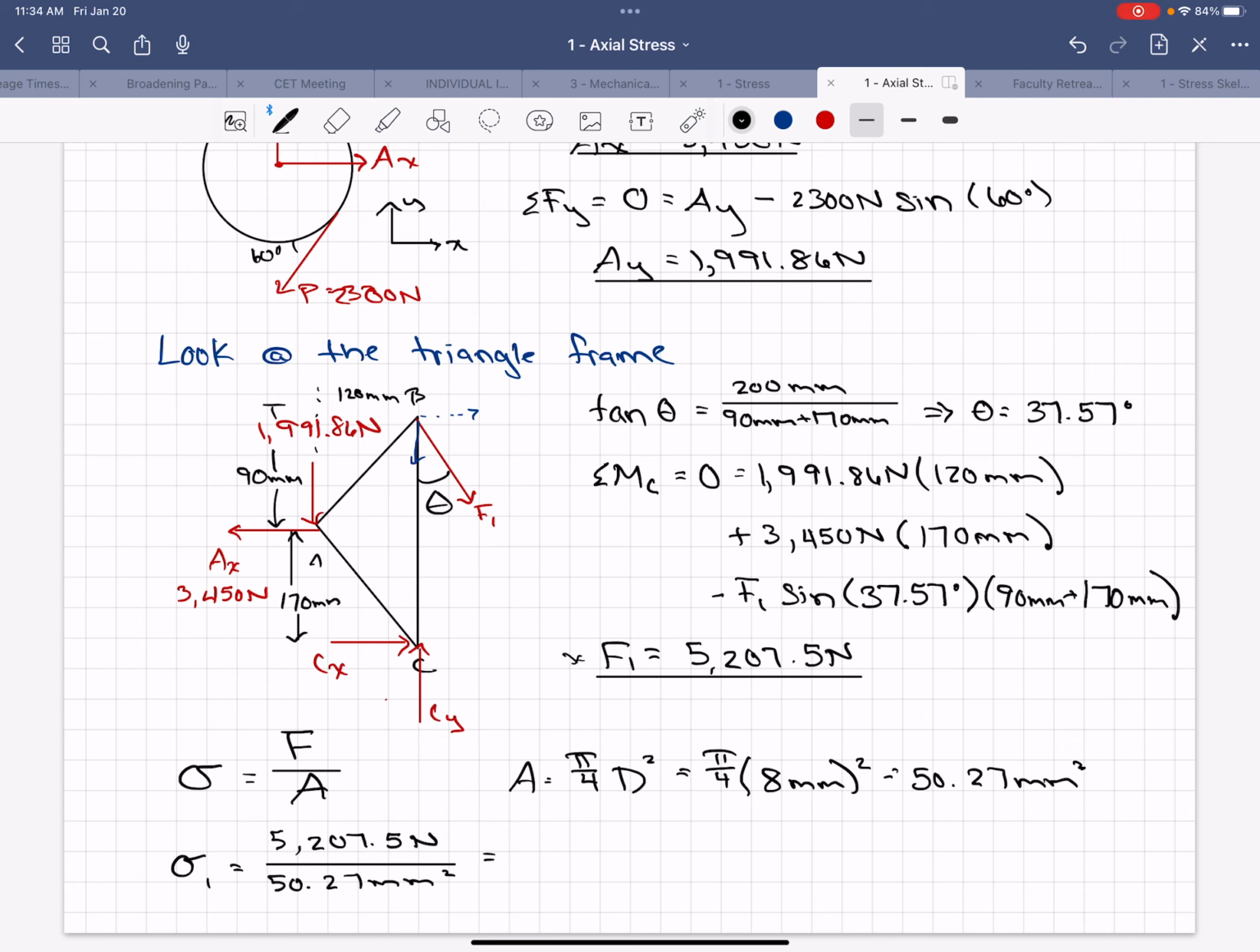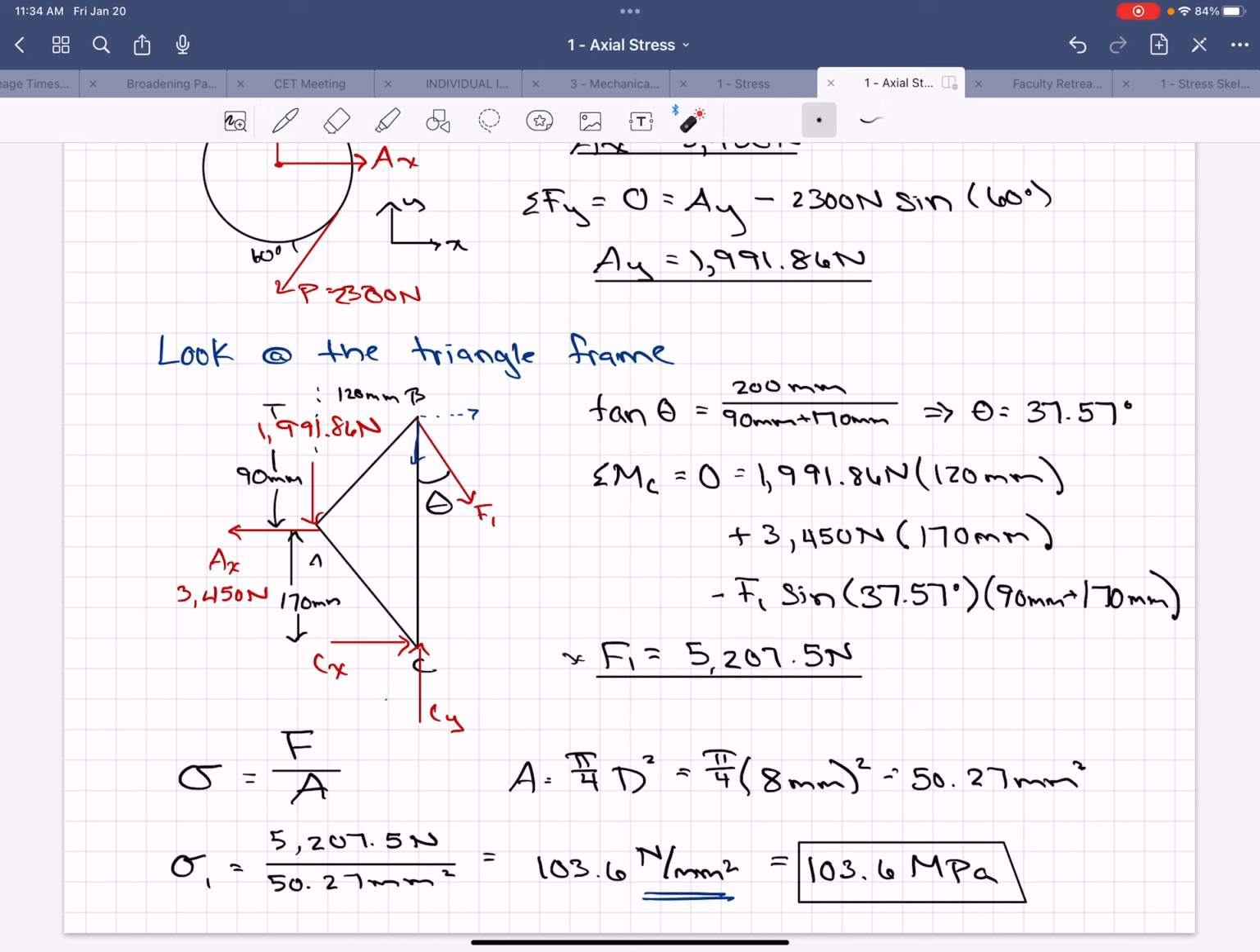and we get that the normal stress in that rod is 103.6, let's do this, it's newtons per millimeter squared, and newtons per millimeter squared equals 103.6 megapascals. So that is our final answer. We know it's a stress. We've done it right because we have a force. Newtons are a force over an area. All right.